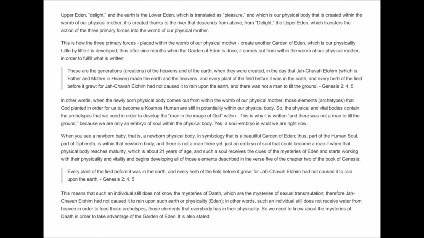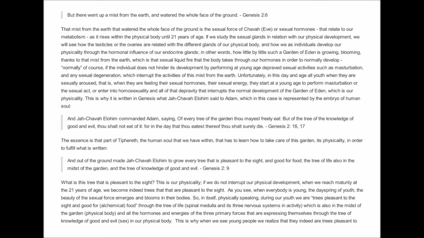It means that this individual still doesn't know the mysteries of that, the mysteries of sexual transmutation. So there is no rain upon that earth, which is Eden. There is no water there to feed those archetypes, those elements that everybody has in his physicality. So we need to know that in order to take advantage of the Garden of Eden. It says that there went up a mist from the earth and watered the whole face of the ground.